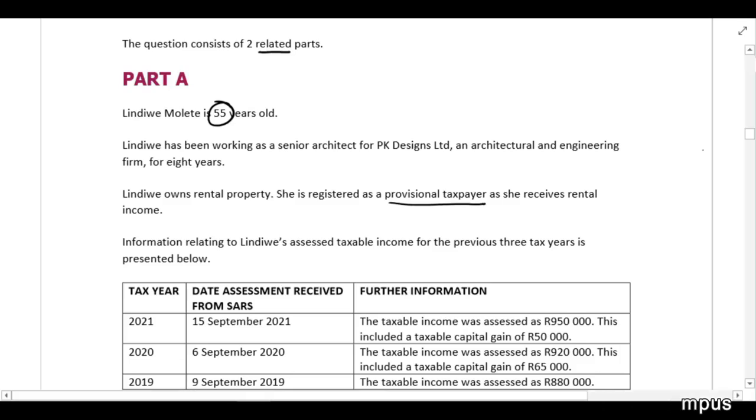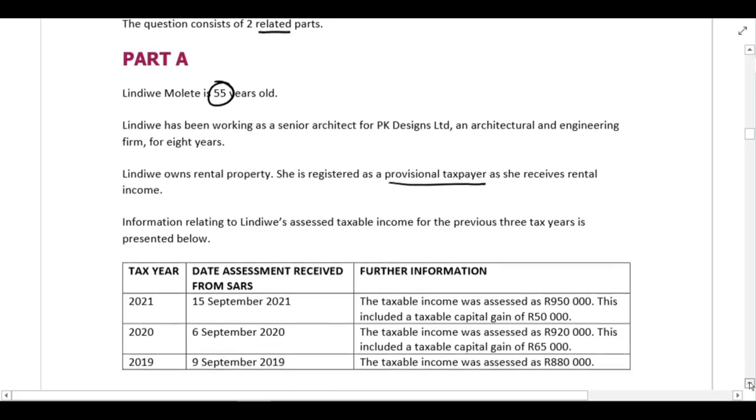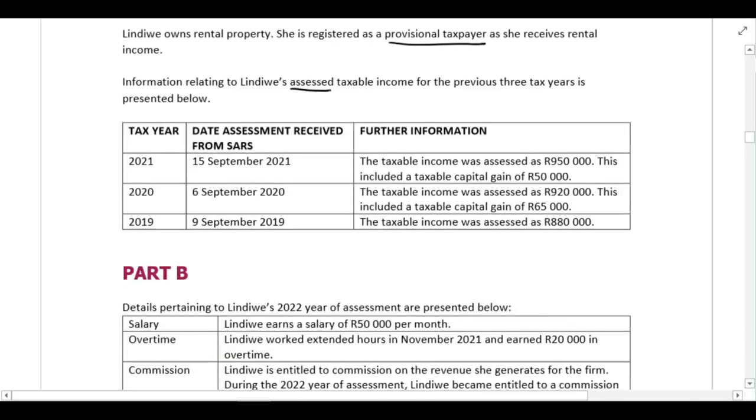Information relating to Lindiwe's assessed taxable income for the previous 3 tax years is presented below. Okay, so assessed taxable income means you've submitted your tax return to SARS, they've looked at it and they've said what they believe the taxable income to be, and that's what you have to pay tax on. They've assessed you. So they give us the 2021 year, 2020 and 2019, and they tell us the dates on which the assessments were received from SARS.